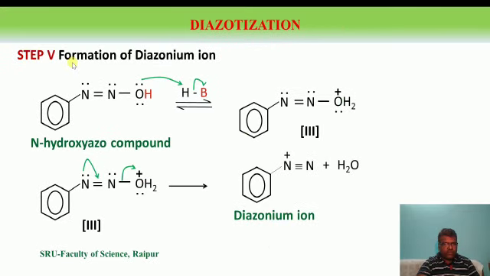Step 5th, formation of diazonium ion. Oxygen in an N-hydroxyazo compound gets protonated with acid present in the reaction to produce compound third. Finally, the compound third is having H2O as good leaving group, which removes the H2O from the molecule third and gives diazonium ion.